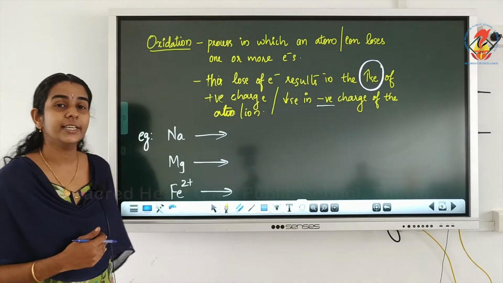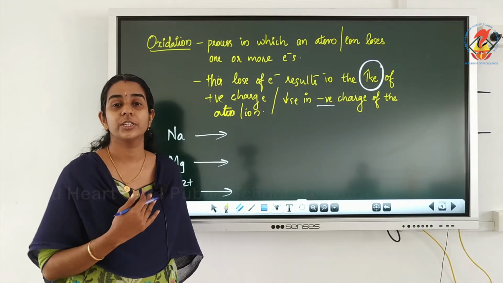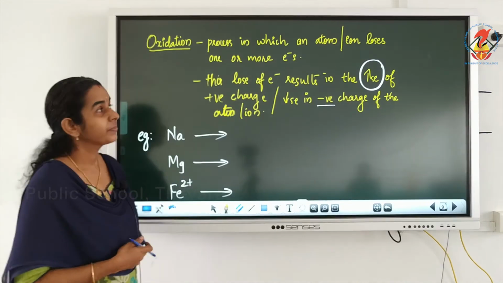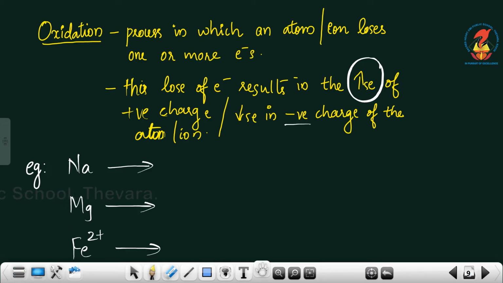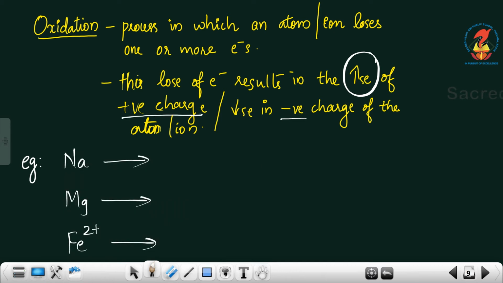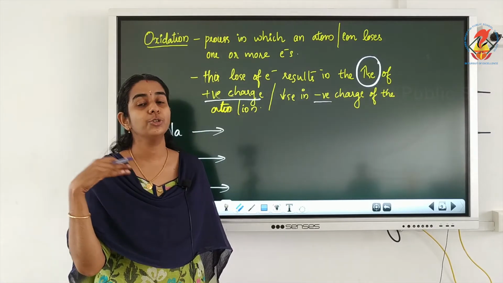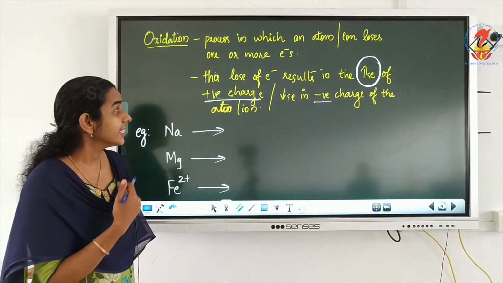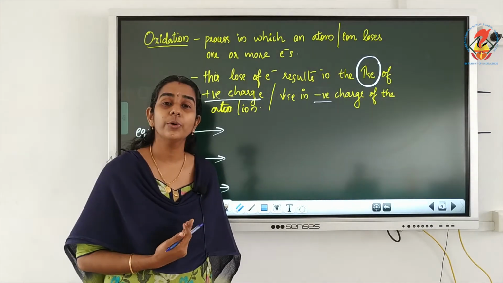Now, after losing this electron, what happens to the charge? If it is negatively charged, what happens? If it is positively charged, what happens? On losing electron, or if an atom or an ion is undergoing oxidation, there will be an increase in positive charge. So, the increase in positive charge represents oxidation. Increase in positive charge means +1 will become +2 will become +4, etc. Or there will be a decrease in negative charge of the atom or ion.